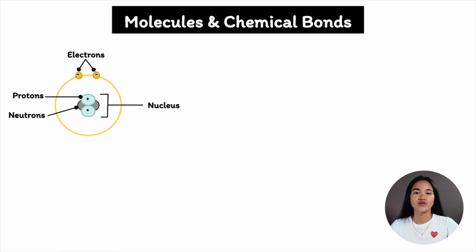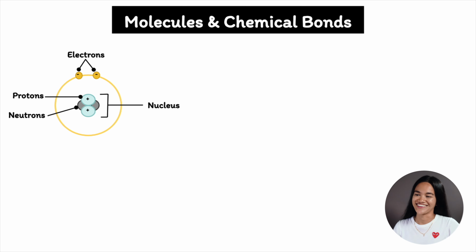In this video, we're going to cover molecules and chemical bonds. In the previous lecture, we covered the structure of atoms. In this lecture, we're going to look at how atoms combine to form molecules and ionic compounds. We're going to break down covalent bonds, ionic bonds, weak chemical interactions, and how chemical reactions make and break chemical bonds.